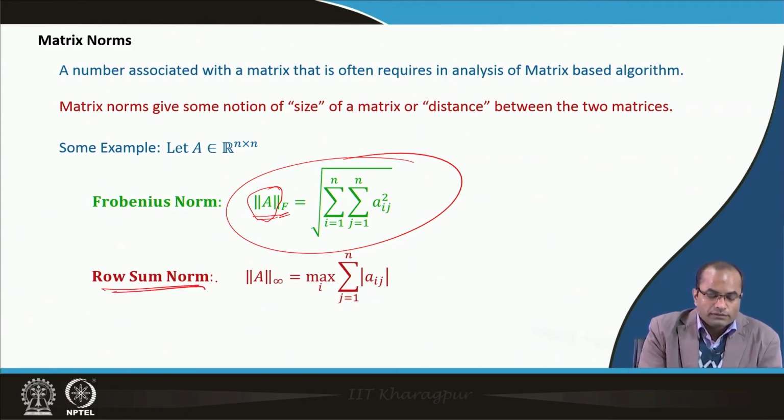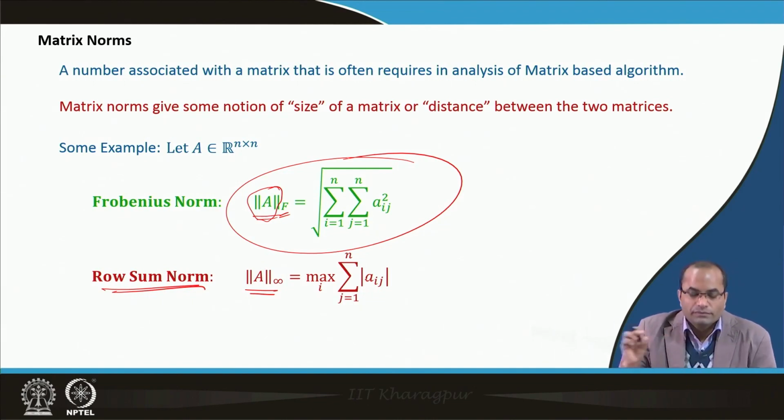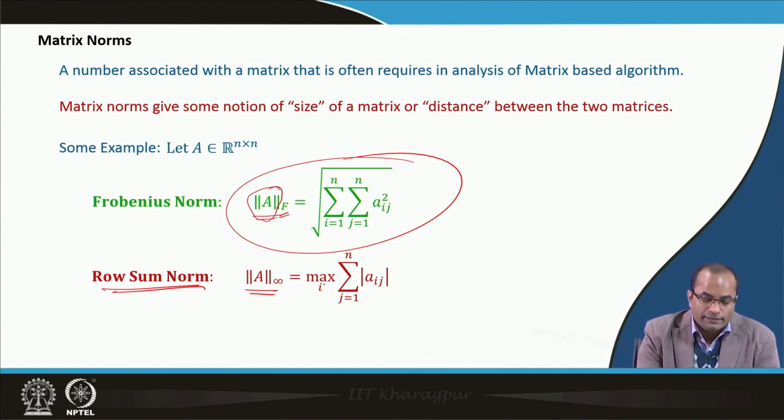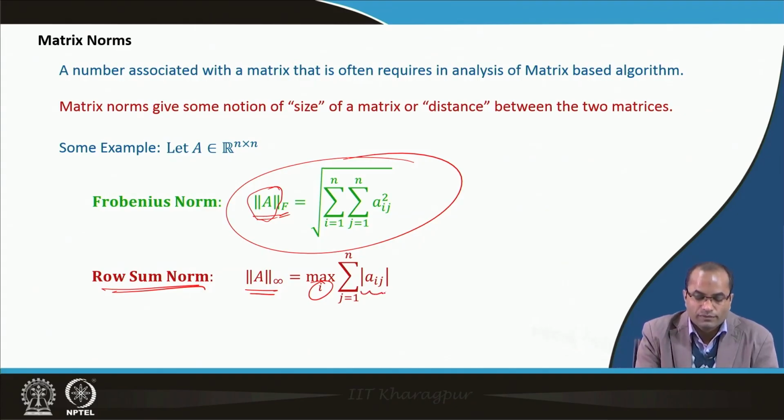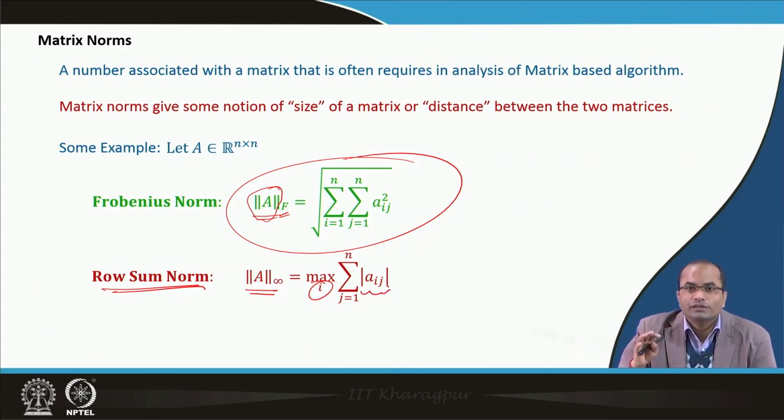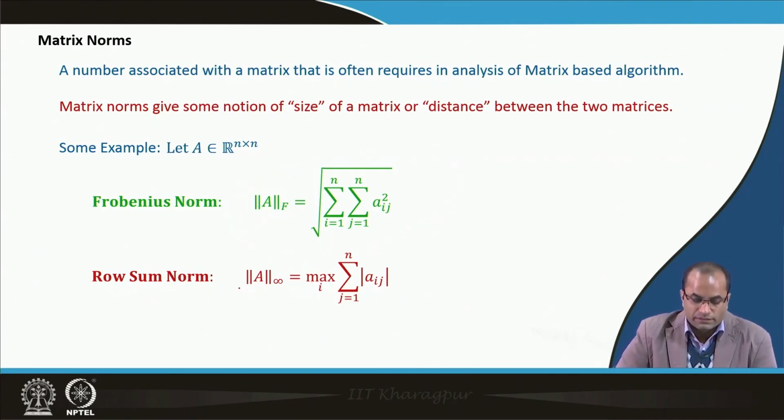The other one is the row sum norm. As the name suggests, we sum each row, taking the sum of the absolute values of each row, which gives a number, and then we find the maximum among these numbers. That will be the row sum norm.